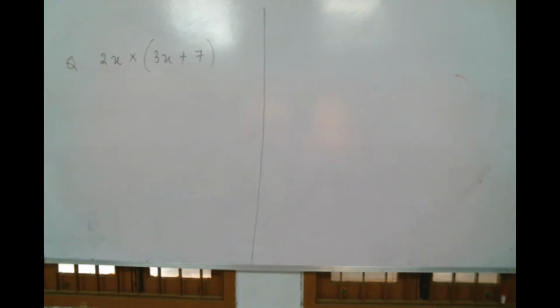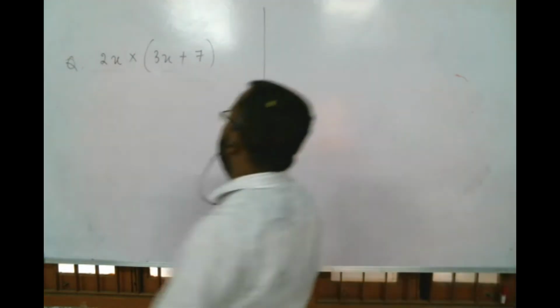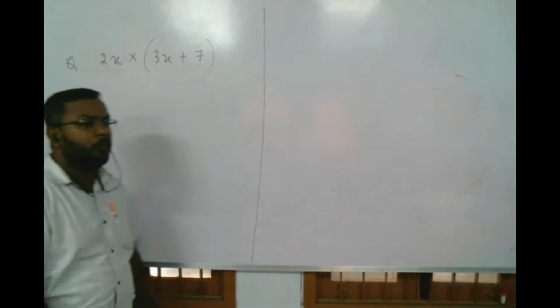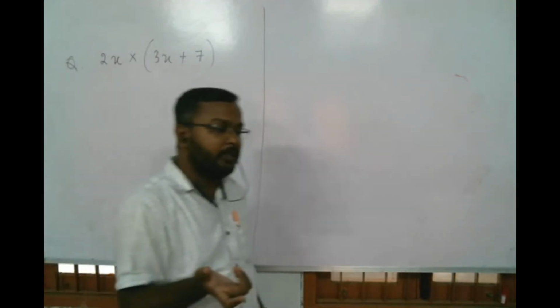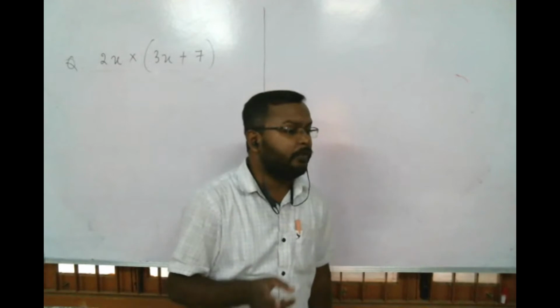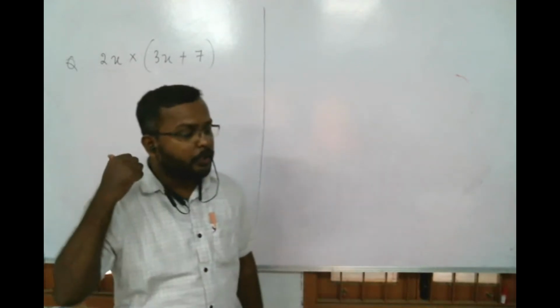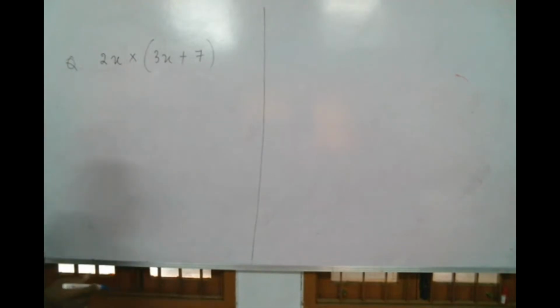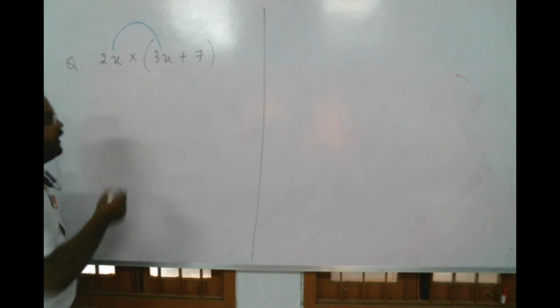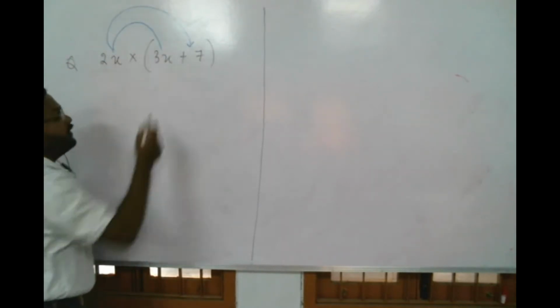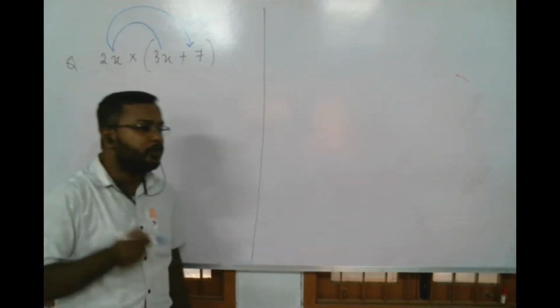2x multiplied by 3x plus 7. Now see here, it is multiplication of a monomial, that is one term, with two terms. These types of questions we have already done, in the case of the distributive property. It is similar to your distributive property. In distributive property, what we used to do? 2x we have to multiply with 3x, and this 2x again you have to multiply with 7 also. So we have to use distributive property.